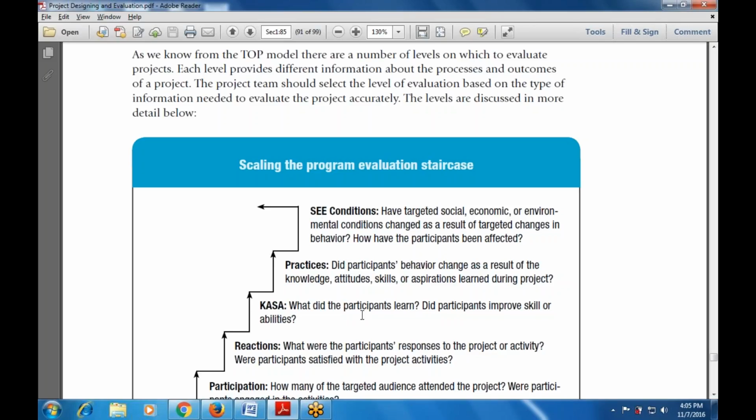The next one is the reactions. What were the participants' reactions to the project? What were the participant reactions, in the sense of what were the participant categories?